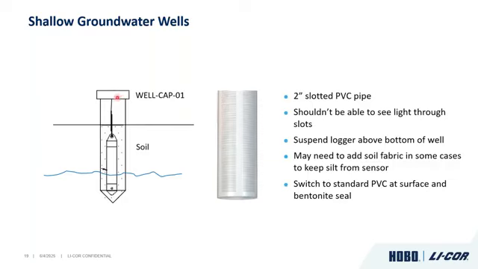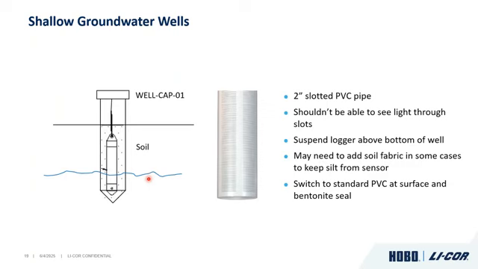With these groundwater wells, same thing. You would suspend from the top of the well casing. You'd use some sort of cable here. With the pressure transducer and with groundwater wells, you do want to make sure that the logger's not sitting right on the bottom, because if silt or sand builds up in there, it can cover the pressure sensor.